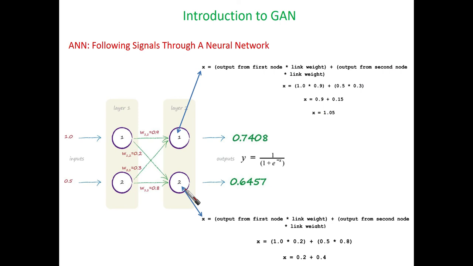This node will collect the output from the first node multiplied by the link weight. So the output from the first node is 1, multiplied by 0.2, plus this 0.5 multiplied by 0.8. Then you just have 0.6. And if you again apply the same sigmoid function, then you get 0.6457. So this is basically how neural networks work.